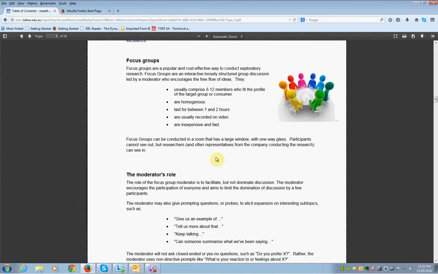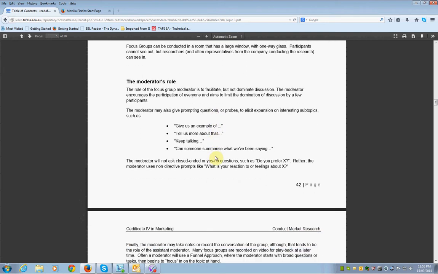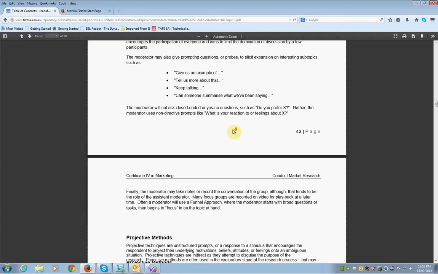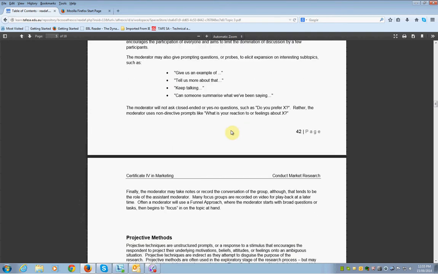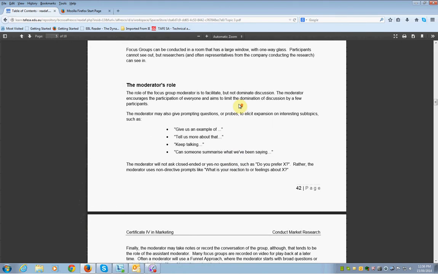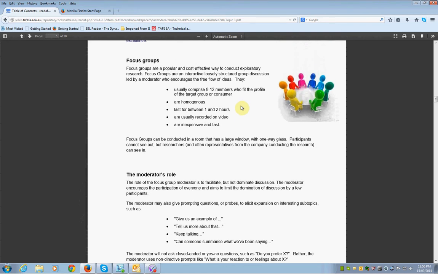Now with a focus group, you need to have a moderator, and you can read more about the role of the moderator. When you're done with the focus group, at the very end, you of course thank people for participating and potentially pay them if you are able to do so.